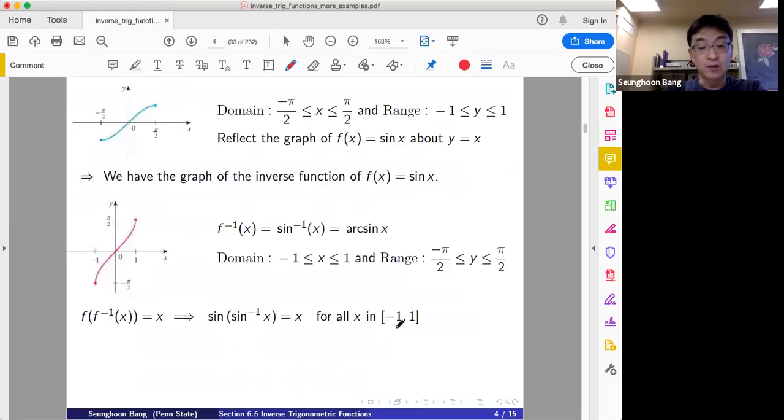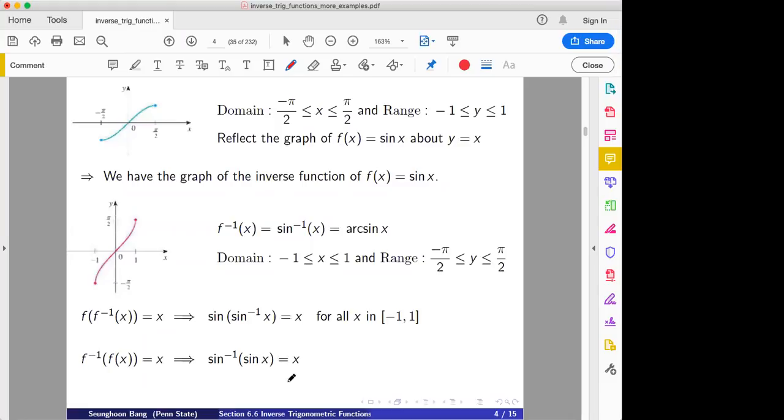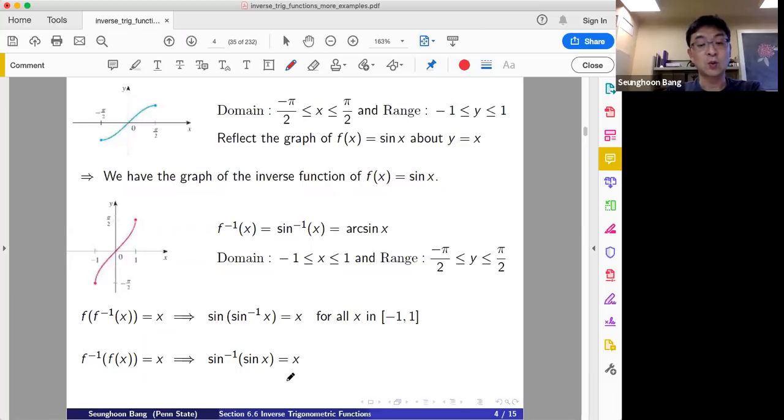In the domain of the inverse function, x is between minus 1 and 1. The other one, inverse of f of x equals x, is similar: the inverse sine of sine of x equals x for all x in the domain of sine, between minus pi over 2 and pi over 2. This is the idea for finding the inverse of sine.